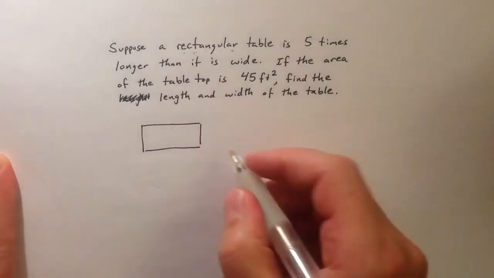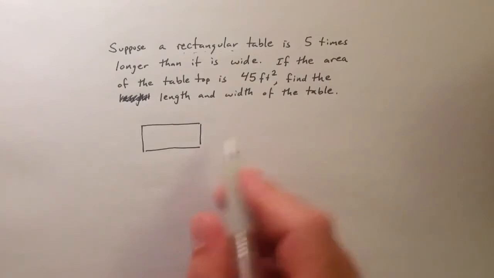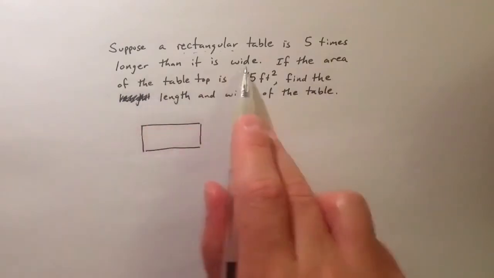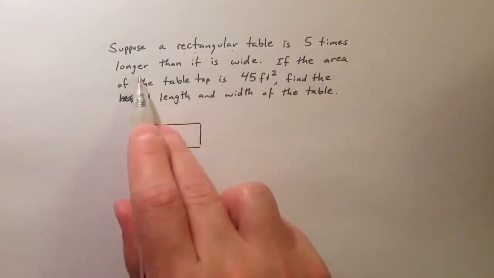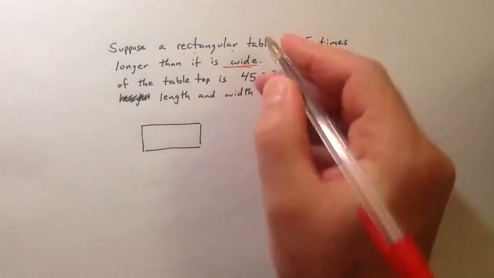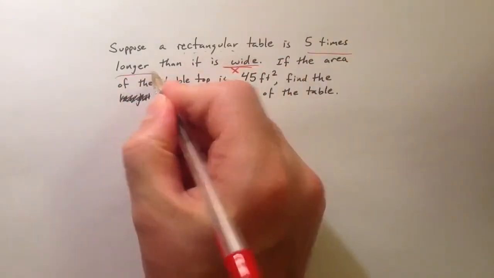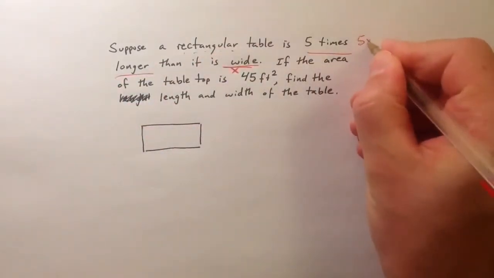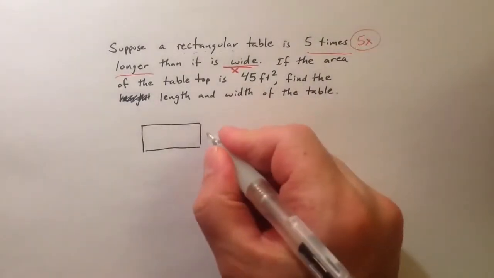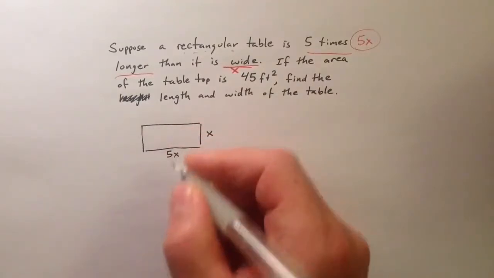And so I have the width, the shorter distance, and the length is going to be the longer distance. And that length is described in terms of the width. Where it says 5 times longer than it is wide, I can use x to describe the width, and then 5 times longer is going to correspond to 5x. So introducing a little bit of algebra here, I can label the width with x and the length with 5x.